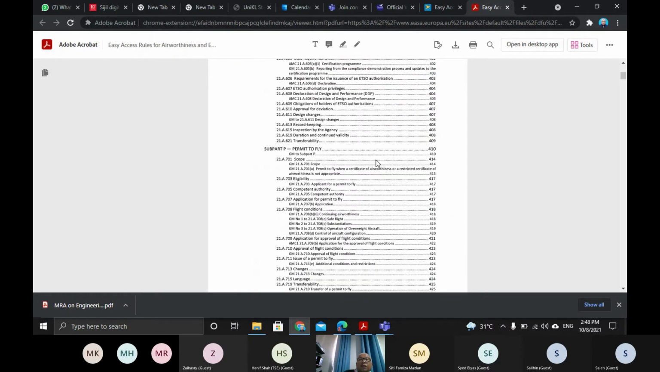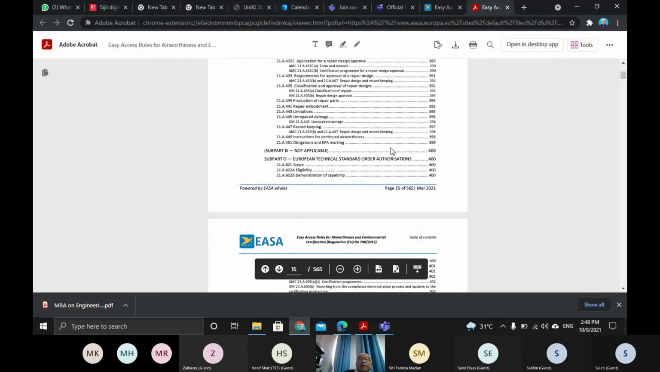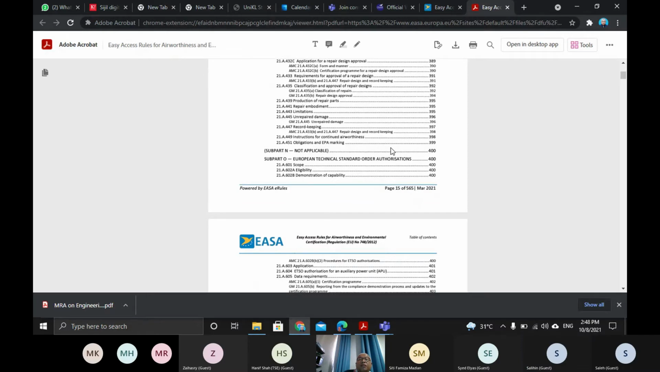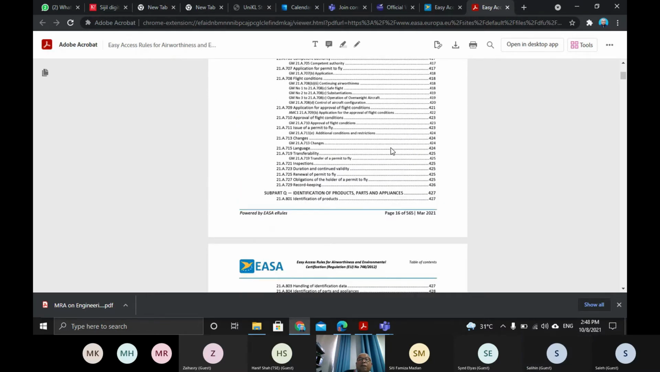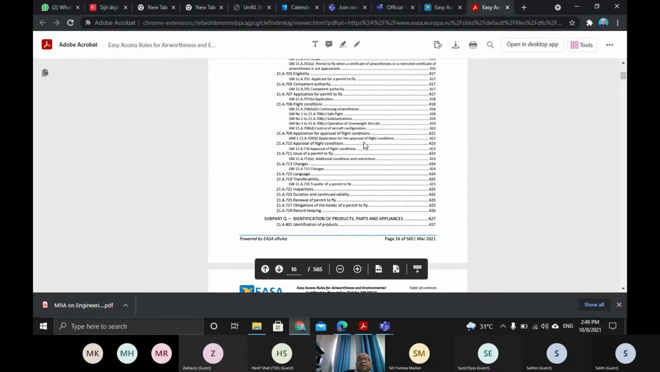We have subpart P, permit to fly. We have part Q, product, parts, appliances. Okay, this is the one on identification of parts. Sorry, I made a mistake earlier. Okay, TSO, repair, TSO, permit to fly, and part numbering is part Q. How you identify your part number? Part numbering. Conduct part numbering of the parts.